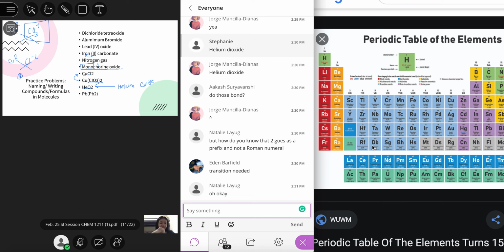Okay, what about the next one? Pb2. What is that? Do we know what that is? Because this is lead, right? How do we know what that is? Does anyone have an answer? This one's kind of tricky, I think.